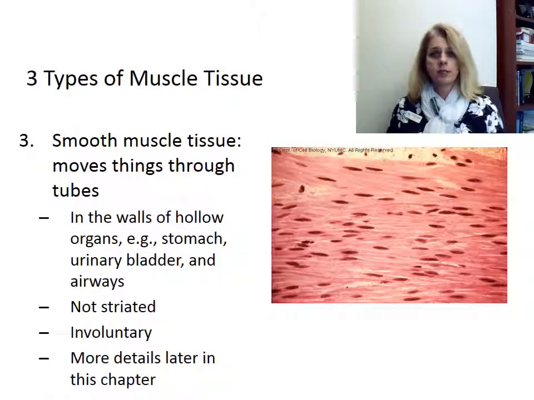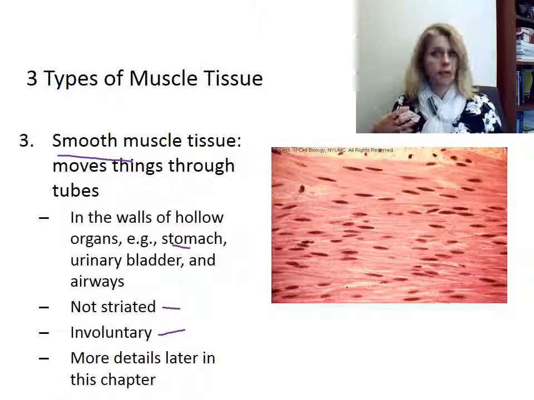The third type of muscle is smooth muscle, and this is the muscle that lines tubes. You'll find it in hollow organs like your stomach, your urinary bladder. It's not striated, there's no stripes. It's also involuntary, so you don't have to tell your body to do this. These muscles act on their own. And we'll learn more about these muscles in later chapters.